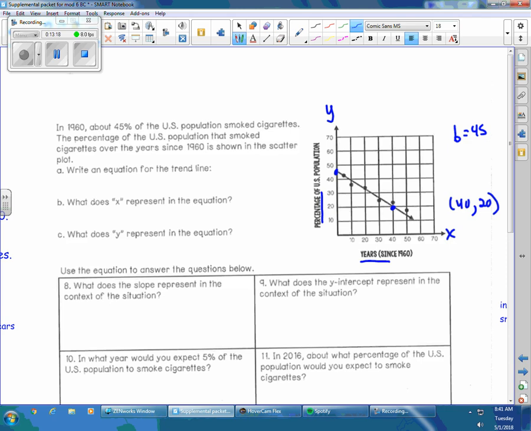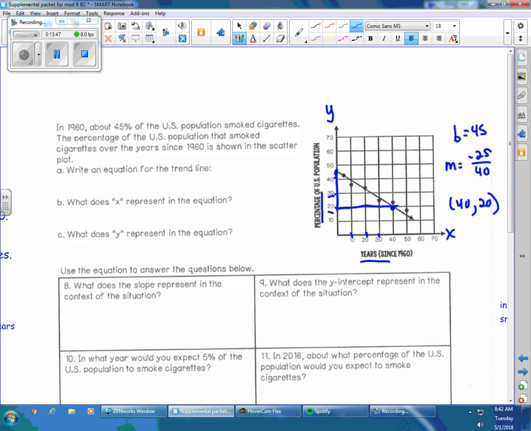And I'm going to count rise and run. Now notice that I'm going by tens here. So I'm going down. Let's see, 5, 15, 25. And then I'm going over, also counting by tens, 10, 20, 30, 40. Now 25 and 40 are both going to be divisible by 5.